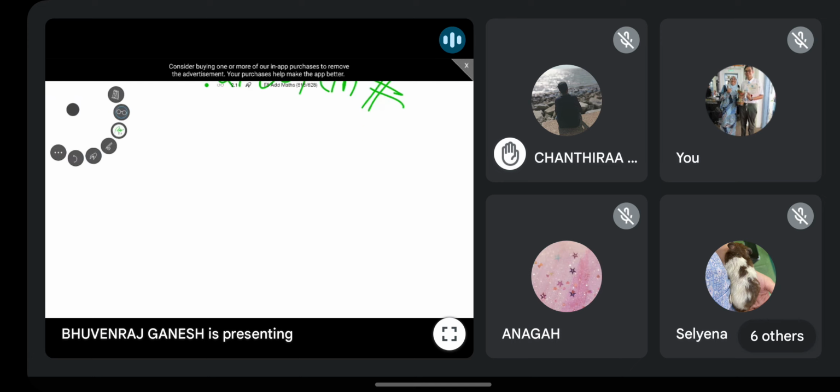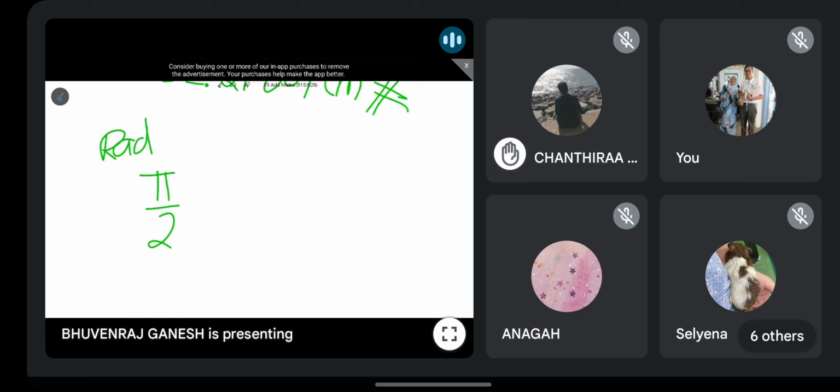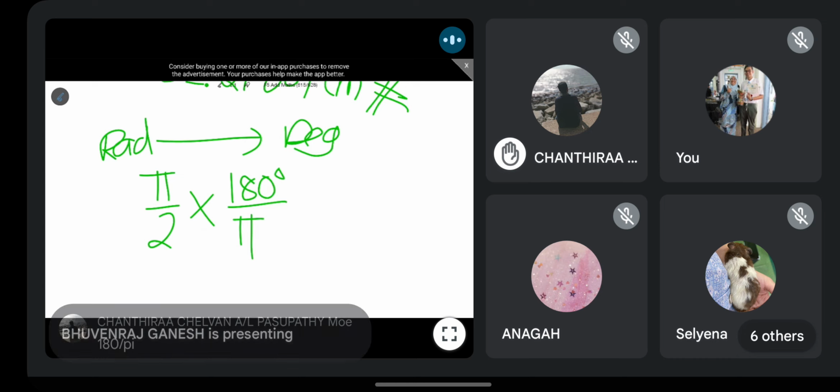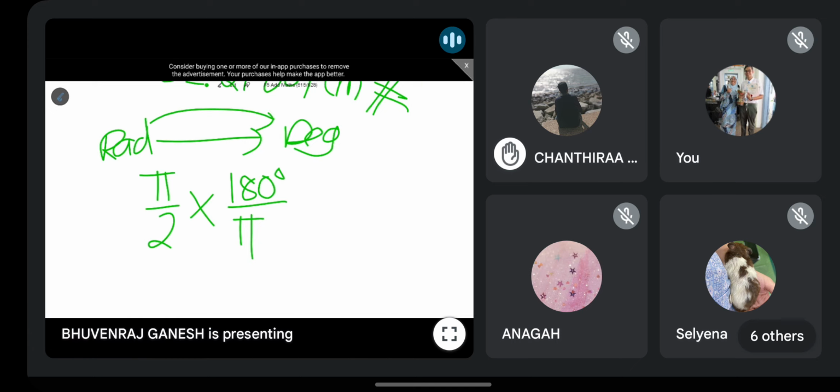Okay, so pi bahagi 2 kan. Kamu mula dengan yang ni. Okay, pi bahagi 2. So this is radian. Betul? Kamu nak tukar ke degree. Okay, so you must times with, kamu kena kali dengan 180 bahagi pi. Okay, mengapa kali 180 bahagi pi? Because I want to go from radian to degree.